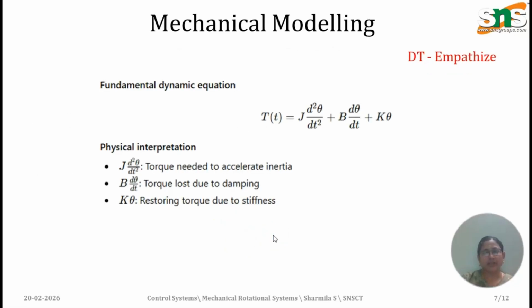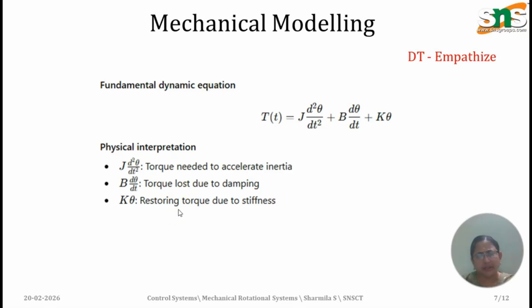Now the mathematical modeling. The fundamental dynamic equation of a mechanical rotational system is T of t equals J into d square theta by dt square plus B into d theta by dt plus K into theta. The physical interpretation is that J d square theta by dt square is the torque needed to accelerate the inertia, B d theta by dt is the torque lost due to damping, and K theta is the restoring torque due to stiffness.